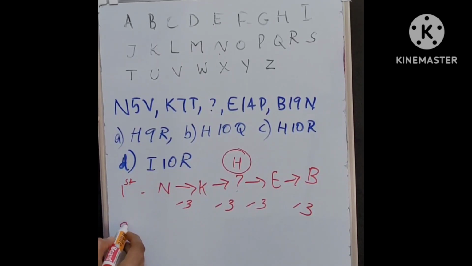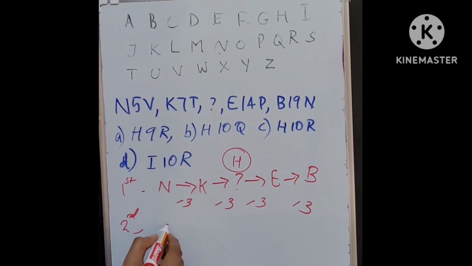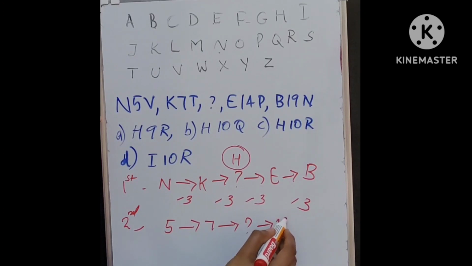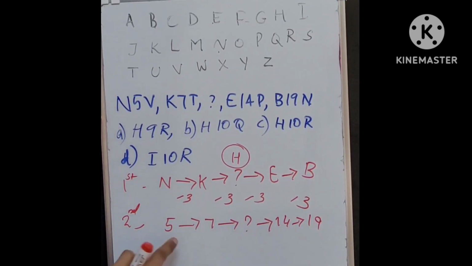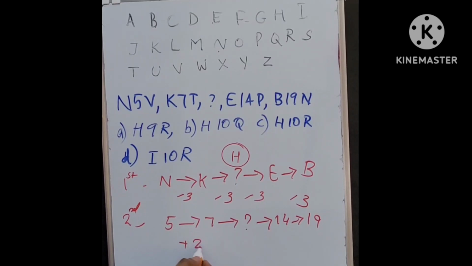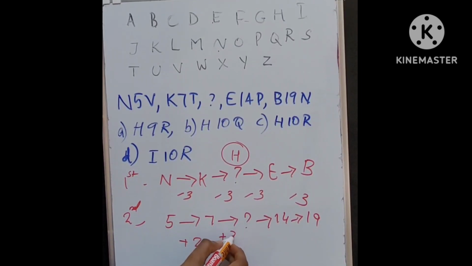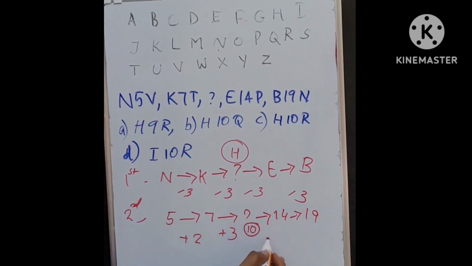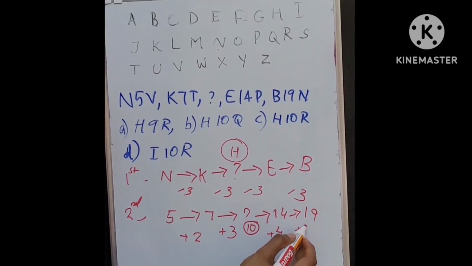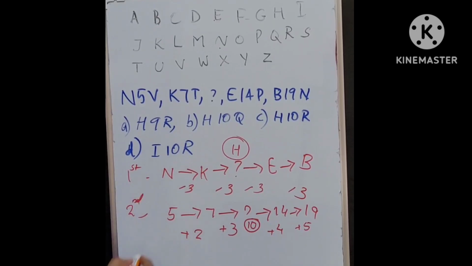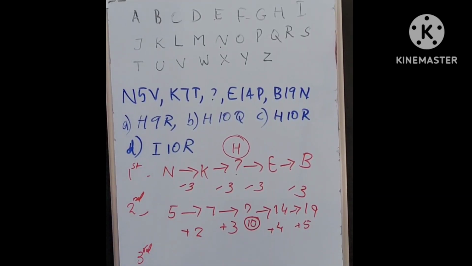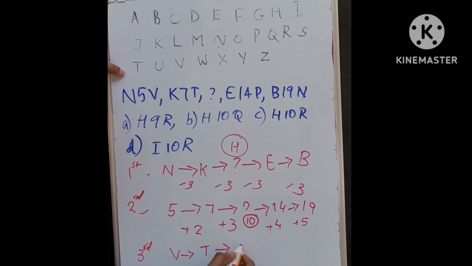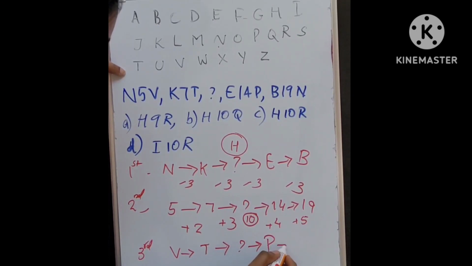Next, the second series is numbers: 5, 7, the missing one, 40 and 90. 5 to 7 is plus 2, 7 plus 3 is 10. So the missing number is 10. Then 10 plus 4 we get 14, and 14 plus 5 we get 19. Then the third series of letters: V, T, the missing one, P and N.